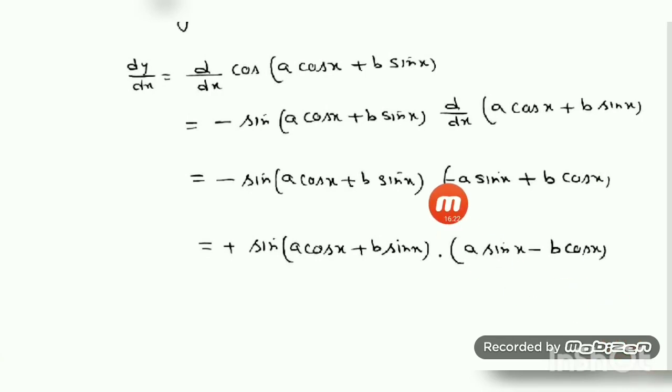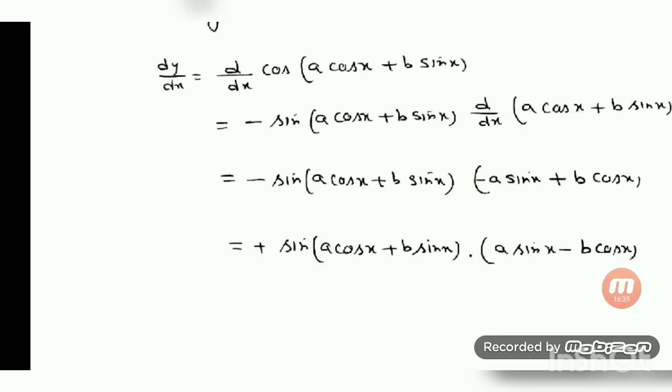I have taken the minus sign common so that I can adjust it with this minus. Minus minus plus. Sin of (a cos x plus b sin x), and this one is written as a sin x. The minus sign as I have taken common, so it becomes minus b cos x. So here the solution is completed.